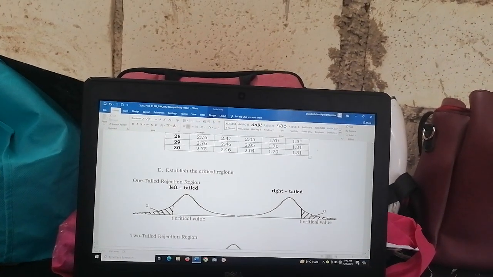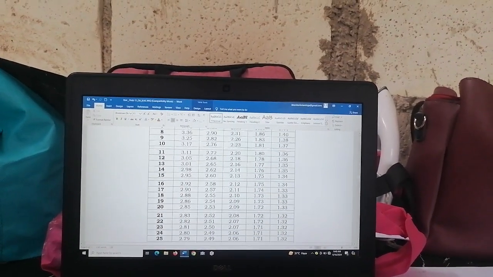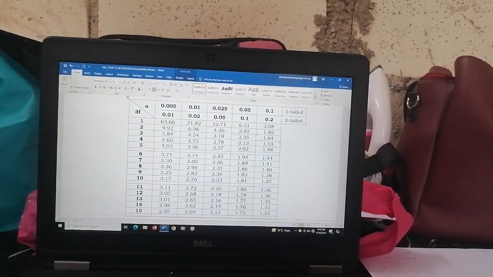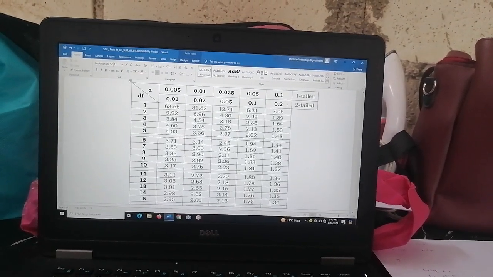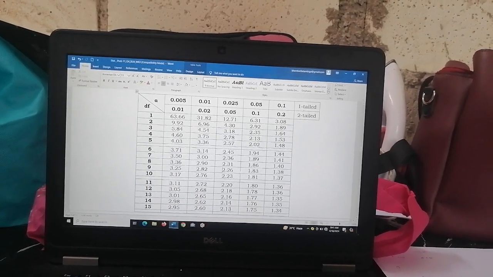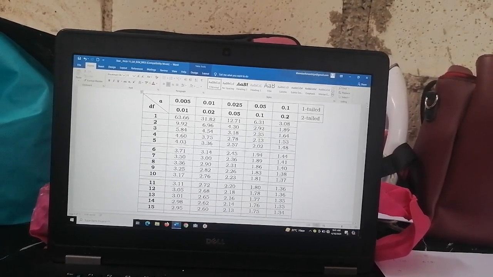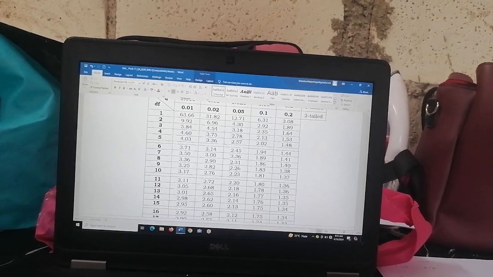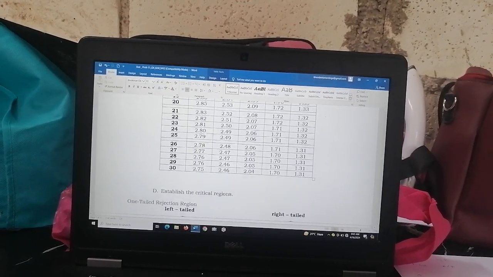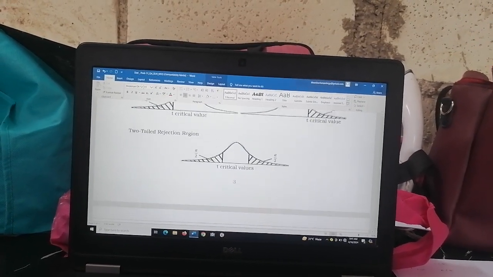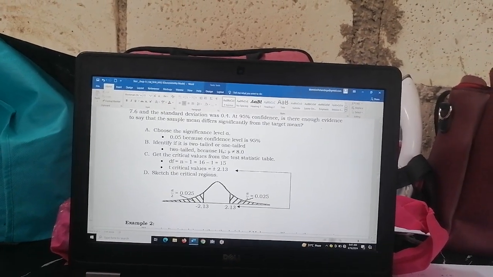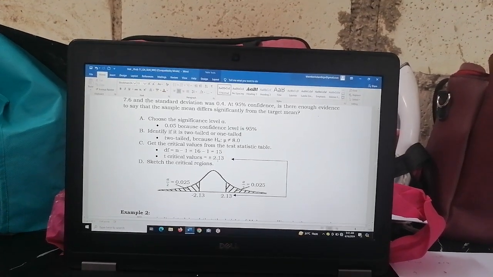Look at the T table. So again, our degrees of freedom is 15. Two-tailed, 0.05, and 15. So, here, 2.13. Because it is two-tailed, of course, it is positive or negative. So, the T-critical values are positive and negative 2.13.